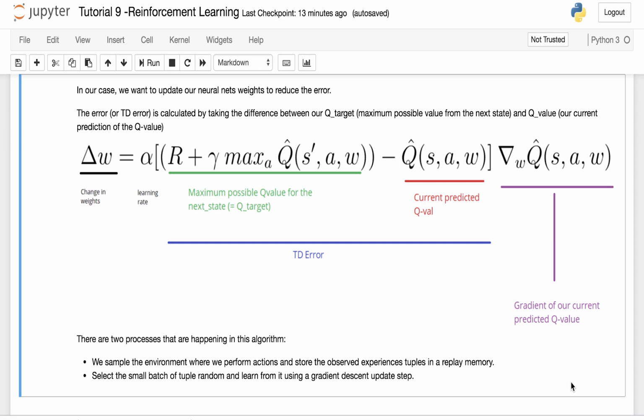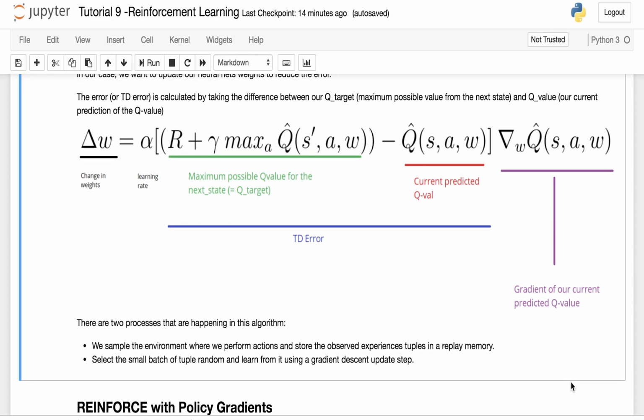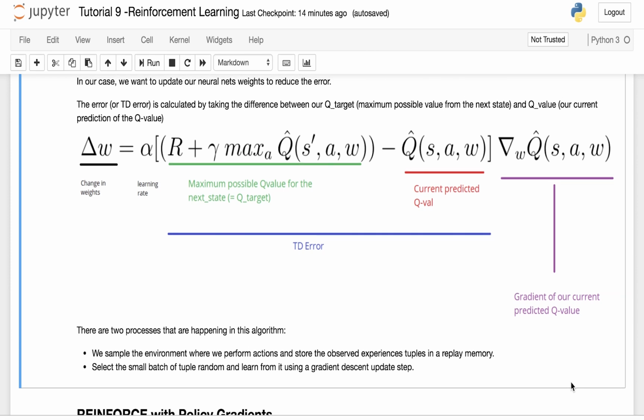There are two processes that happen in our algorithm. We sample our environment, where we perform actions and store the observed experience tuples in replay memory. Then we select a small batch of our tuples, state and action, and learn from it using a gradient descent update. Again, this is a value-based method. We calculate our reward and update our weights until we get a good score.